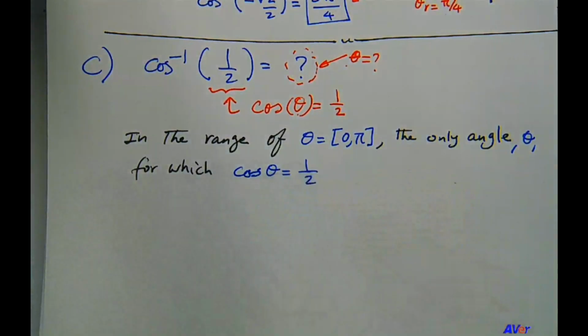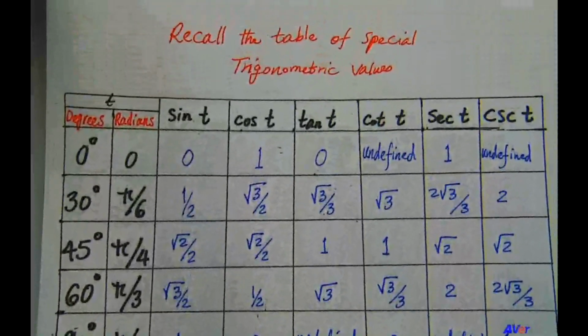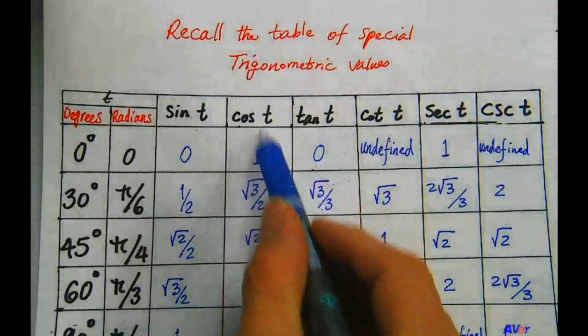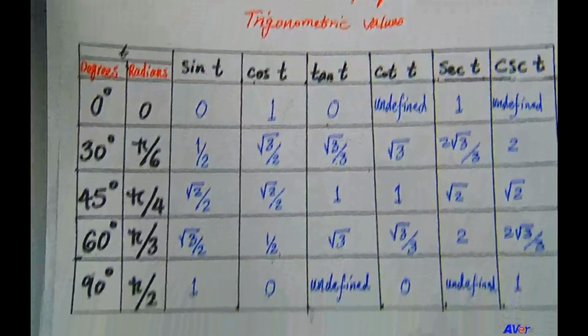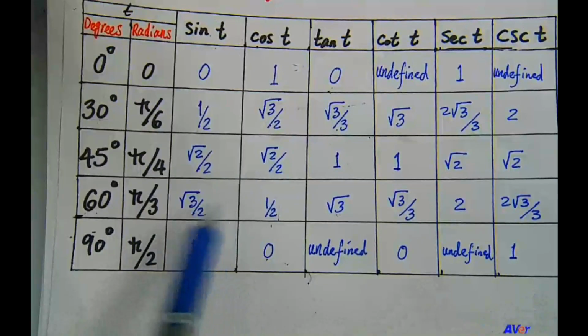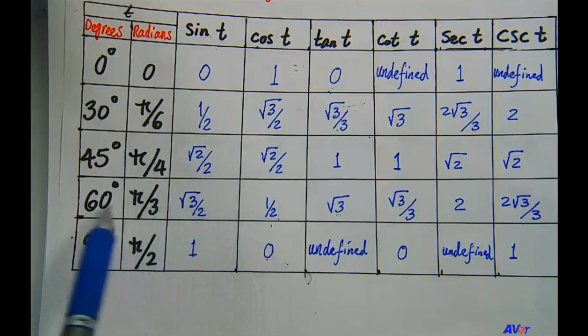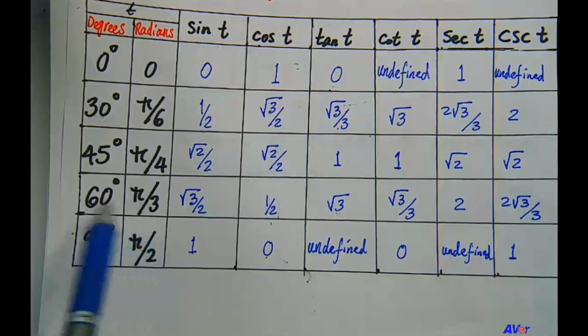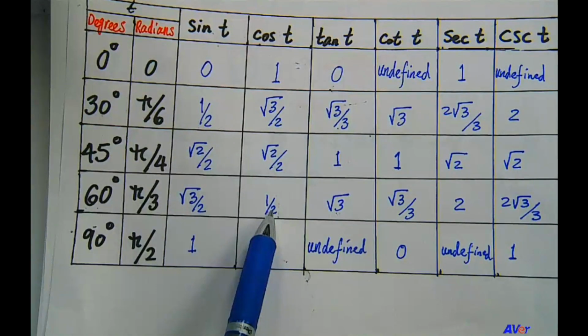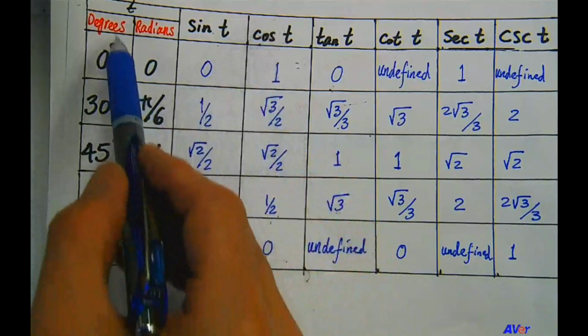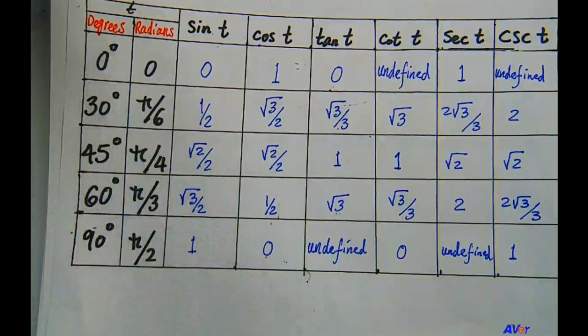Do you remember what angle this is? What reference angle is that for which cosine of that angle is 1 over 2? Do you remember that? Well, if you don't remember, here's the special table of special trigonometric values. So cosine 1/2, that is pi over 3, or 60 degrees. Cosine of 60 degrees, or pi over 3, is 1/2. This column is all for cosine of the reference angles, right here.